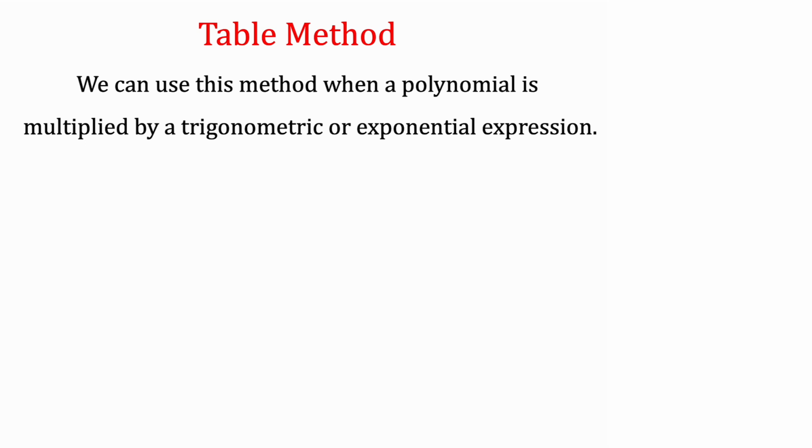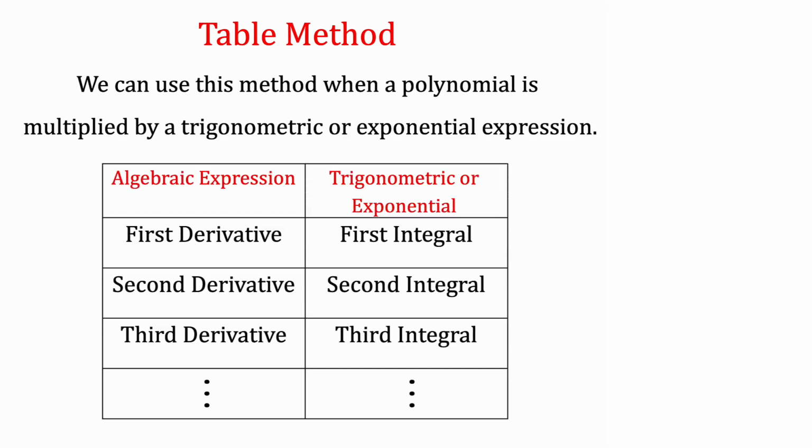We can effectively use it in situations where an algebraic expression is multiplied by a trigonometric function, or when an algebraic expression is multiplied by an exponential function. Now, how exactly does this method operate? This table has two columns, one for the algebraic expression and the other for the trigonometric or exponential expression. I write the algebraic expression on the left side. I write the trigonometric or exponential expression on the right side.